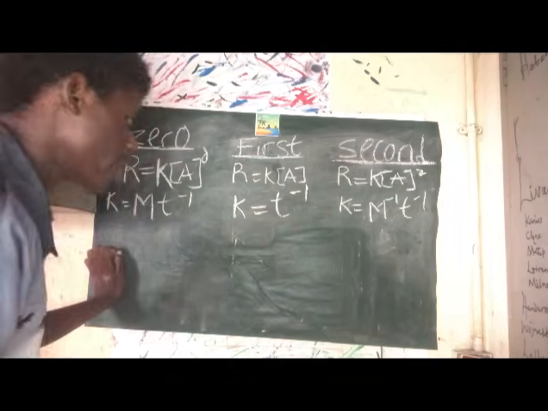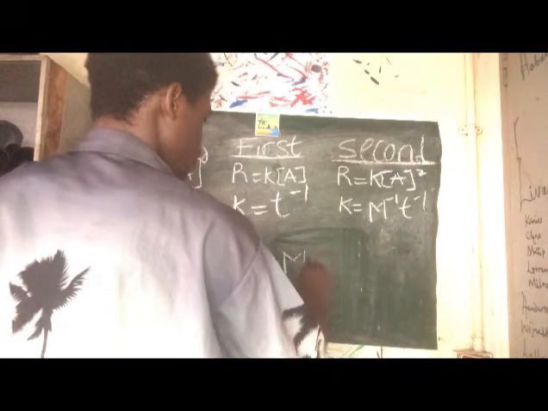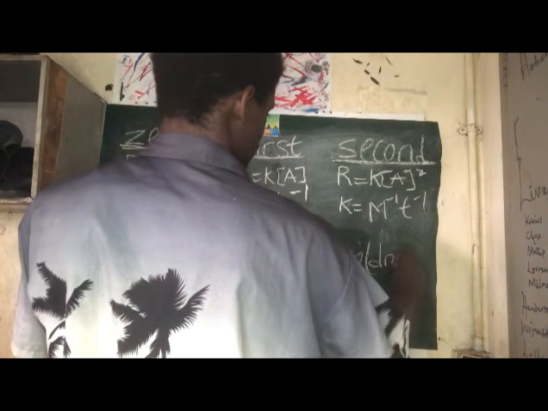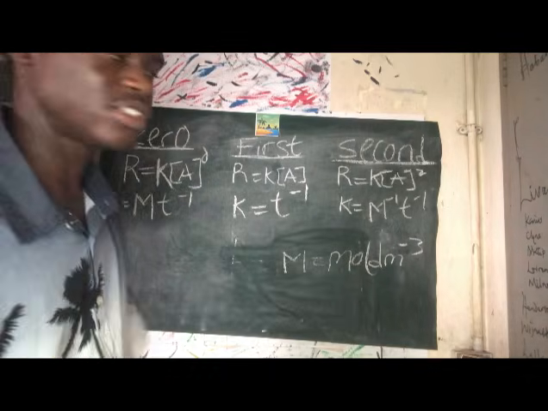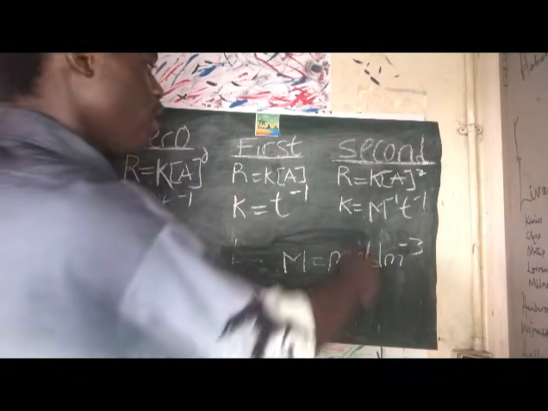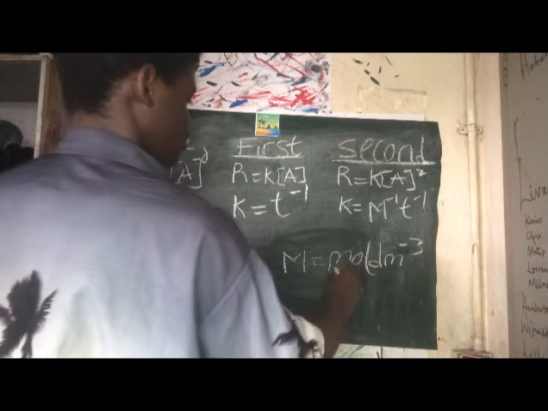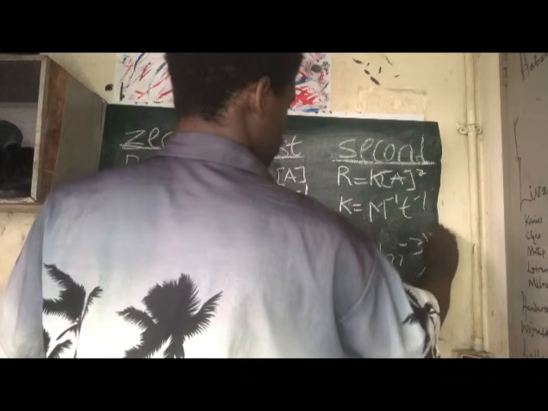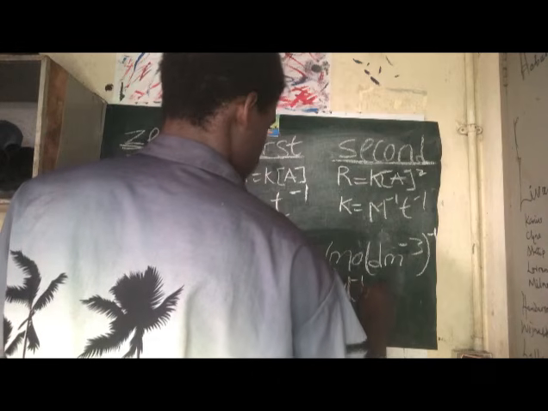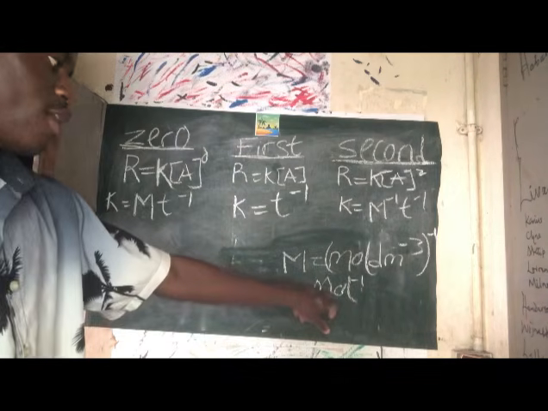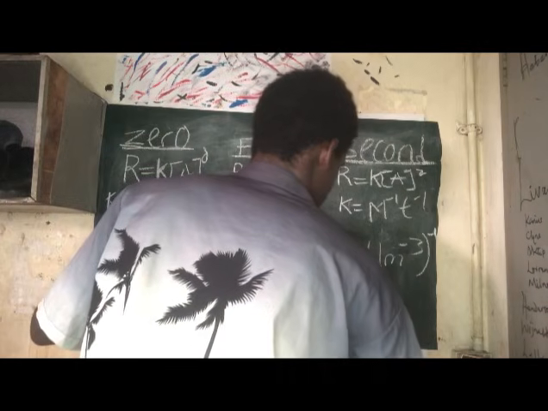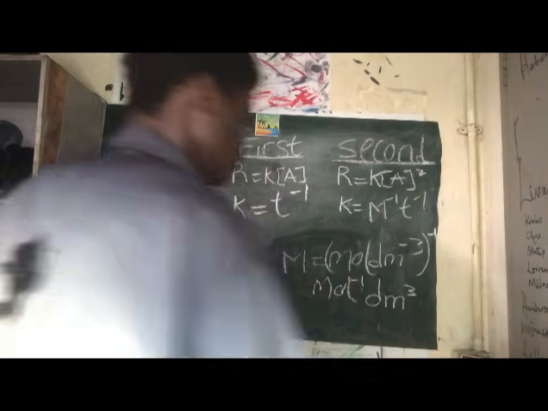And don't forget that your m is mole per dm cube. If I also want to trick you with this thing, your m is mole per dm cube. So let's say for second, as you have m raised to power minus 1, this will be mole raised to power minus 1, dm cube. This is what your answer will be.